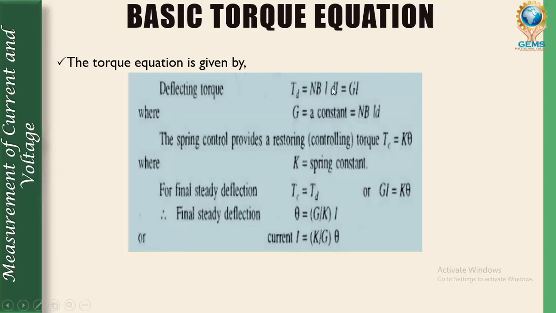N, B, L, D, all these are constant values, so I denote them by G. The I value I get from the input supply, so the current value will vary, and I keep the current as such. So TD, the deflecting torque, is given as G into I, where G is a constant, and the restoring torque or controlling torque is given by the equation K theta. We take the controlling torque as directly proportional to the angle of the pointer or deflection of the pointer.